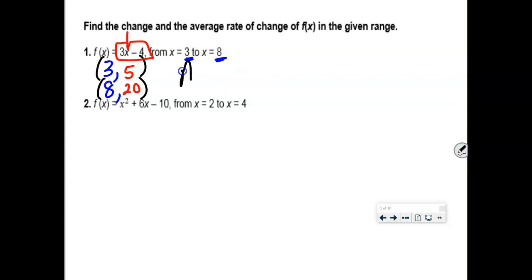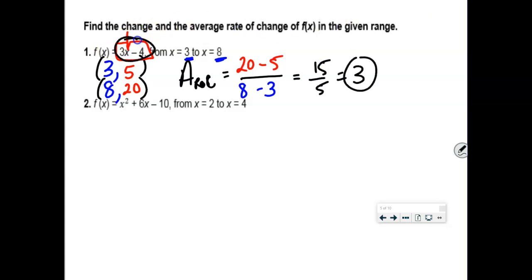Now instead of calling it slope, I'm going to call it average rate of change, A sub ROC. All right, guys, walk me through slope formula. You'd start with 20 minus 5 over 8 minus 3. You're going to get 15 over 5, which is 3. Can we come back to the original problem real quick? What's the slope of that line? 3. We just found slope to be 3 twice. This is kind of a stupid question. Average rate of change of a line is just its slope.